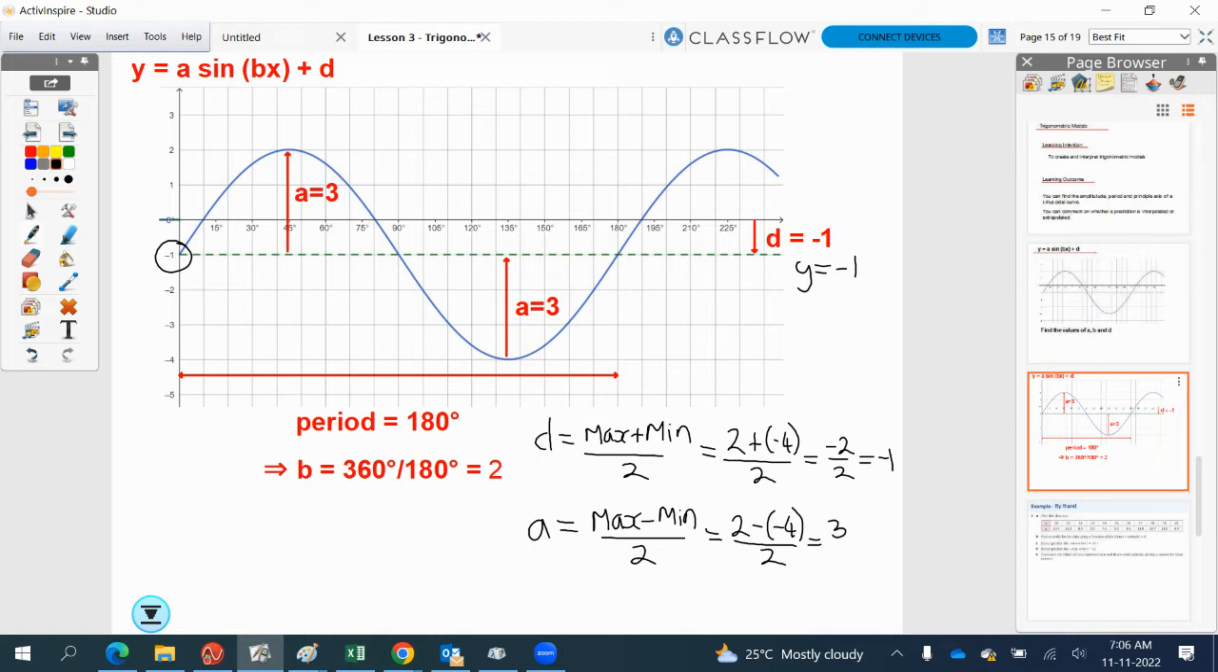The period. So to find the period, we need to find where the curve repeats itself. If you've got the principal axis, you need to cross the principal axis twice. When we've crossed the principal axis twice, we've got the period here. In this one, it's 180. Once we've got the period, b is given by the formula 360 over the period. So b is equal to 360 degrees divided by the period.